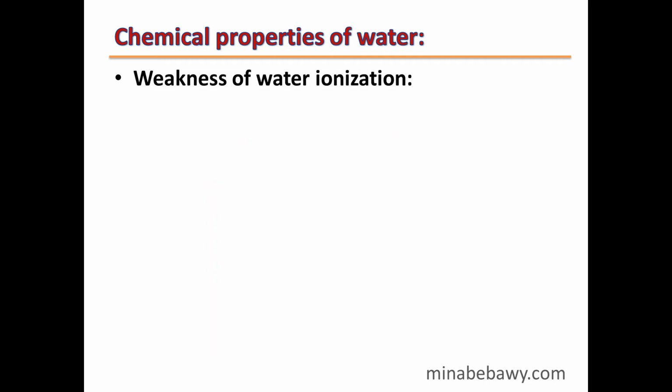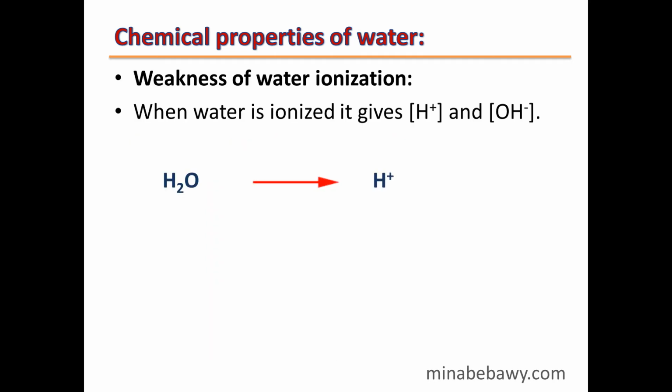Weakness of water ionization. When water is ionized, it gives positive hydrogen ion and the negative hydroxide ion. One molecule of water, when it is ionized, it gives one positive hydrogen ion plus one negative hydroxide ion.